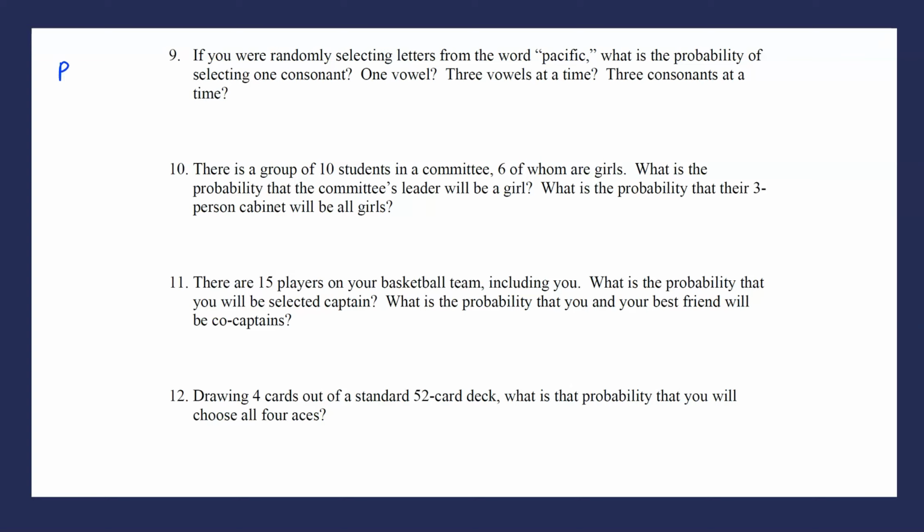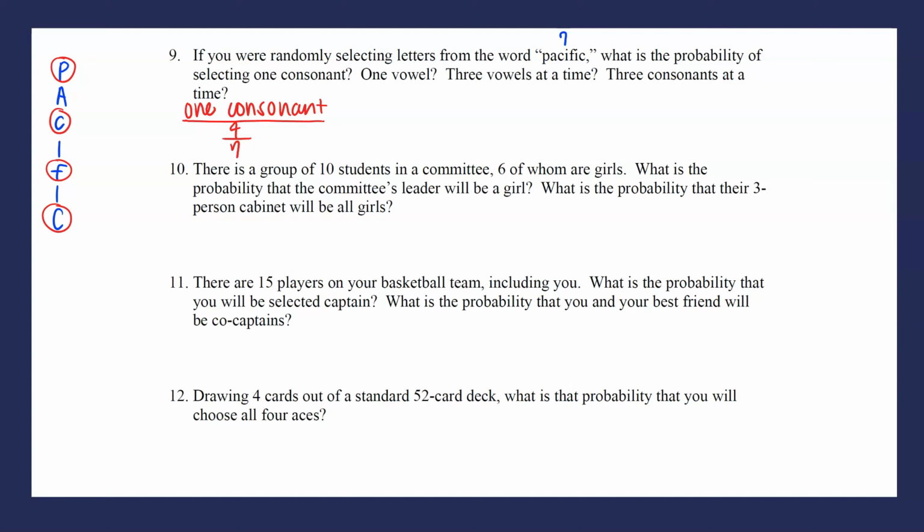Pacific is made up of P-A-C-I-F-I-C. There are a total of 7 letters that create that word. Of these 7 letters that we have, if we're simply selecting 1 letter and we want it to be a consonant, the consonants would be P, C, F, C. We're just doing a single selection, so of these 7 total letters in my sample space, the probability that we select one consonant would be 4 out of 7.